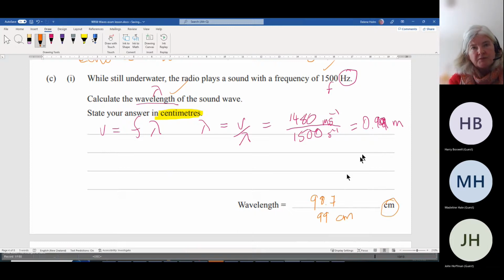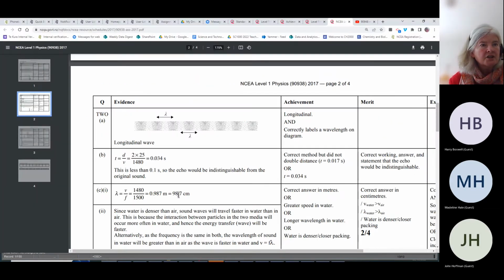I've just found a lot of people can't do those conversions easily in their head, and they're out by a point or so. So just use your calculator. And if you look at that, they've got a 98.7. If you only get an achieved, if you leave it in meters, but if you do convert, then it gets to a merit level answer. All this other stuff is for another part of the question.